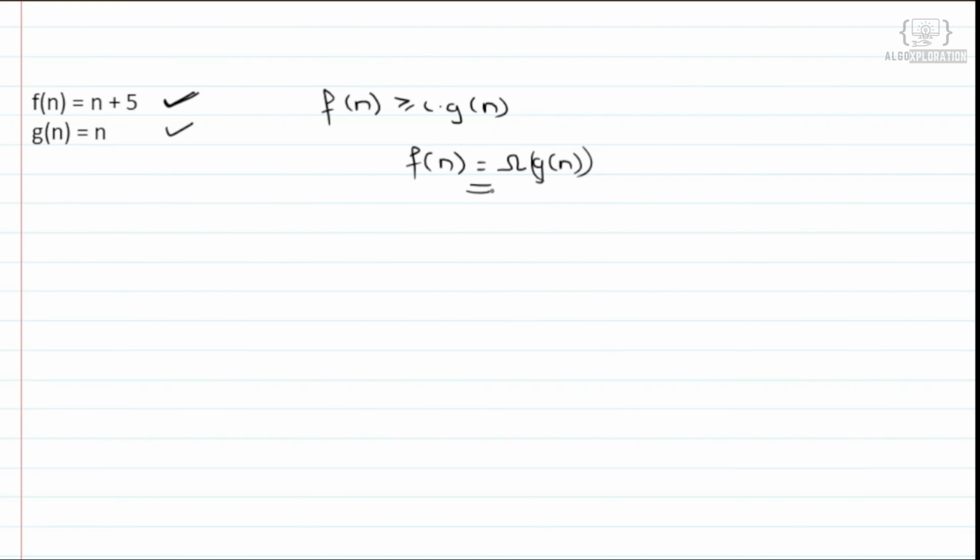Now in the next lecture we will see the theta notation, which is a combination of lower bound and upper bound. So thank you.